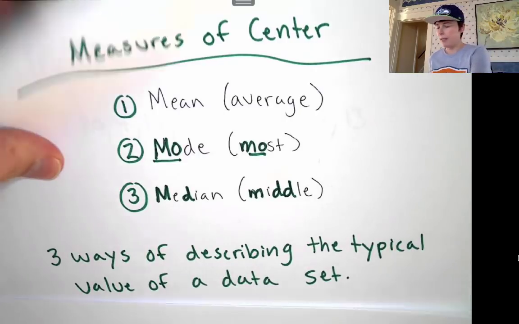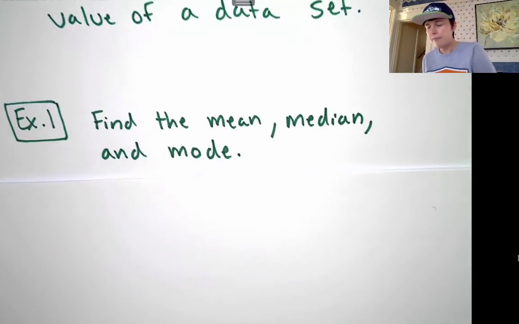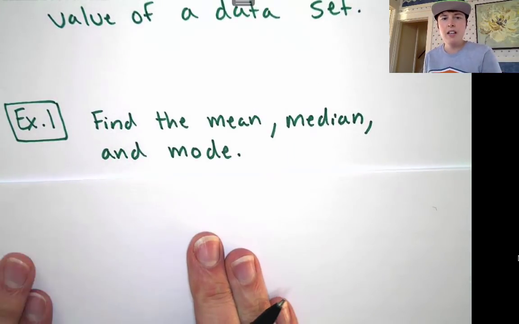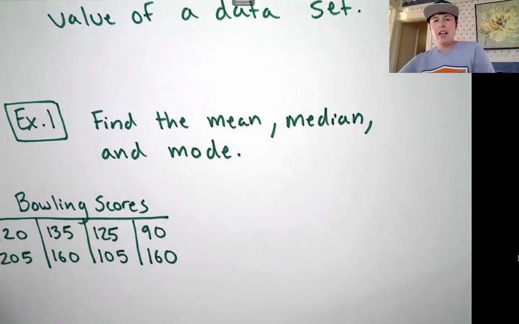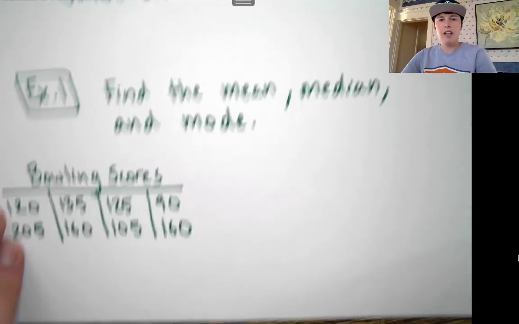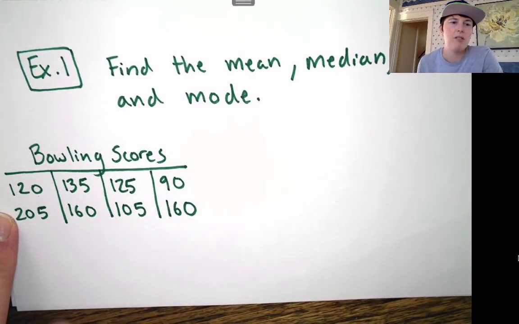So we're going to practice this, and we're going to try a problem. And we'll call it example 1. We're going to say find the mean, median, and mode. That's going to be our directions. Find the mean, median, and mode. And then here's the data we're going to look at. We're going to look at some people's bowling scores.